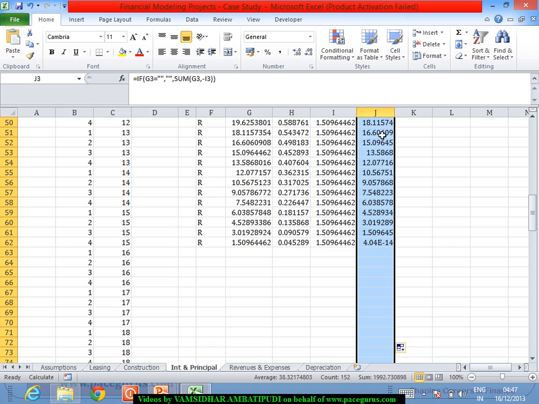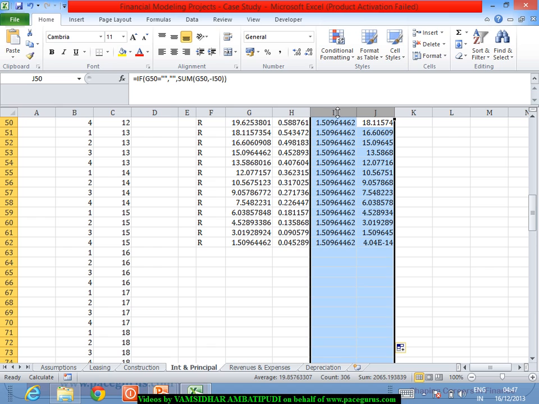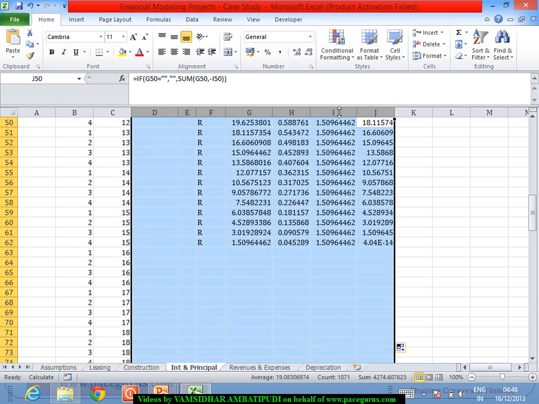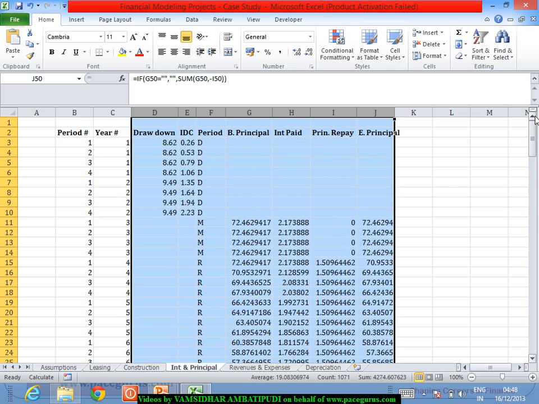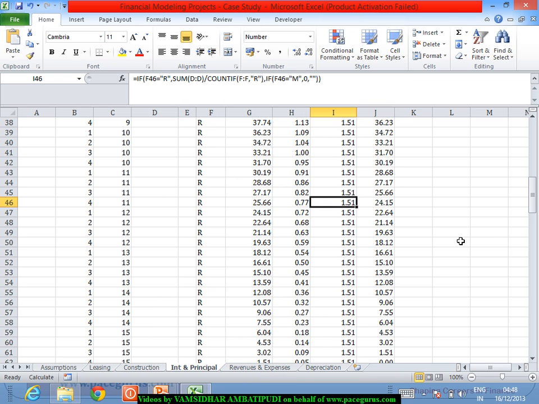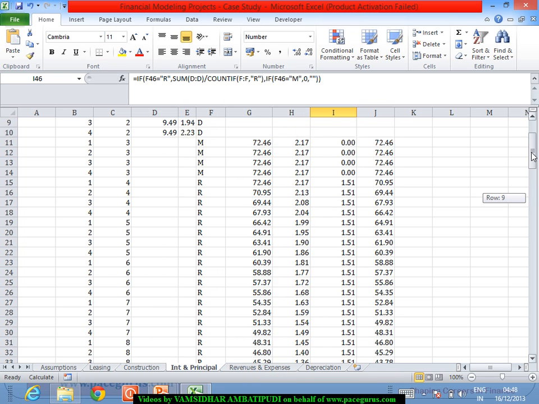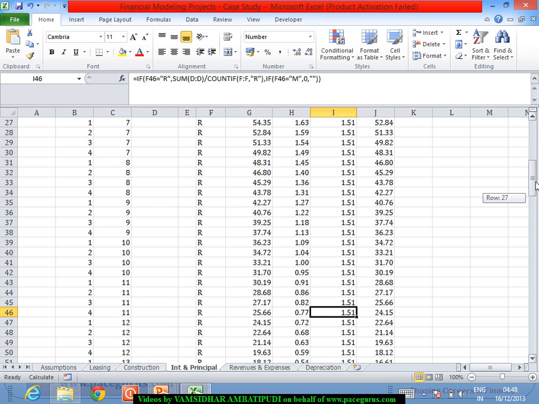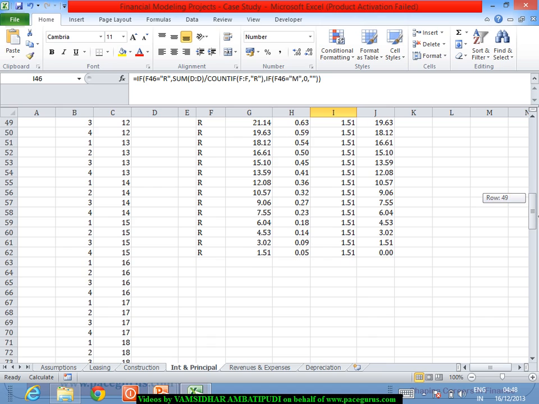To make things more clear, what I can suggest is, you select all these cells, and apply the general, number-based formatting feature, so that things become clearer. Okay, this is the principal outstanding for each of the periods, and finally you are seeing that by the end of the 15th year the loan is getting fully paid off.